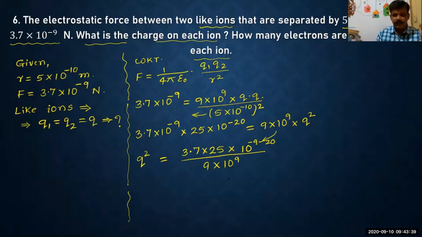Now the calculator is required. Because see, it is 3.7. If it is a perfect square number, then we would have directly taken the square root, isn't it? So here Q square is equal to, yes, what is the product of 3.7 and 25? Tell me, anyone, if you have the calculator with you. Quick.